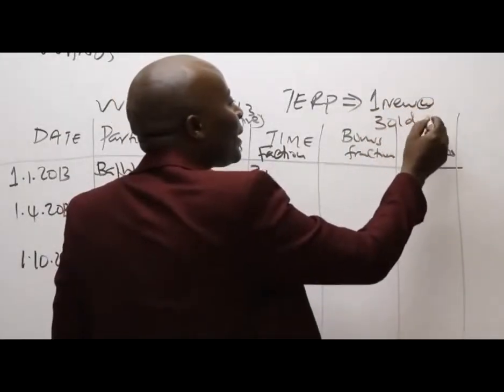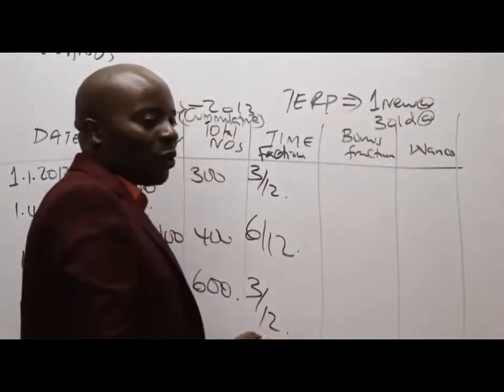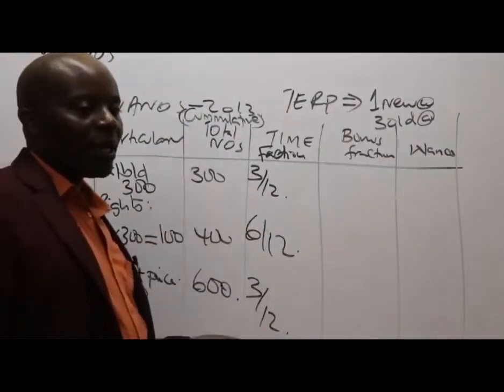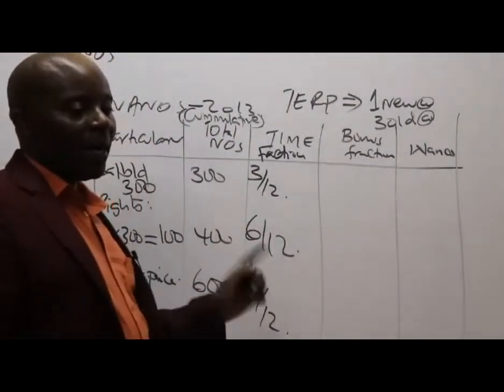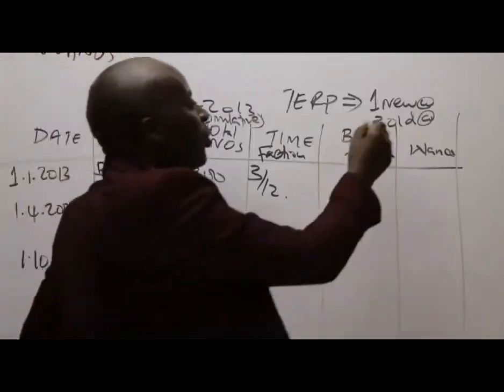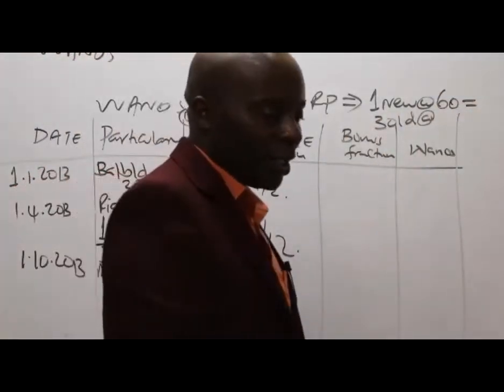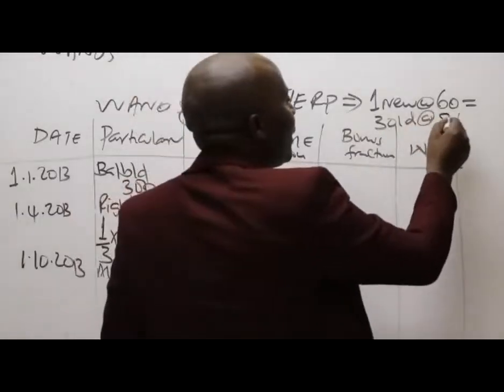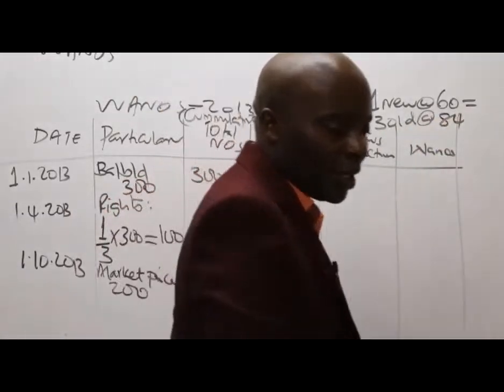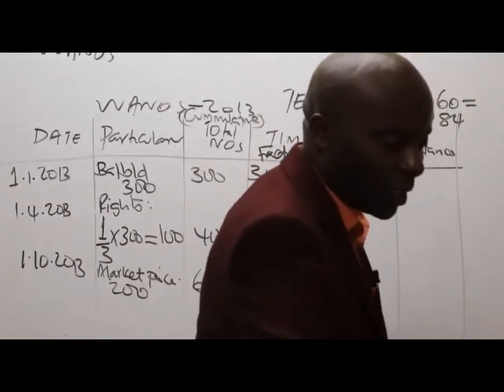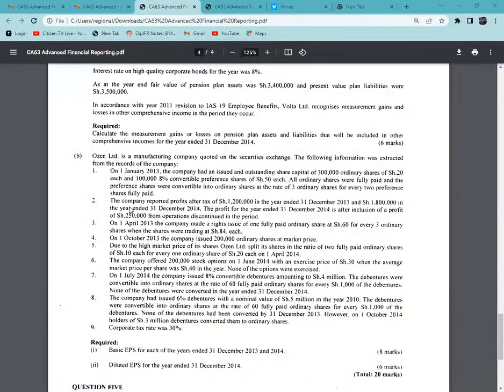And have they given us their prices? Do we know this 1 new share in the rights? How much? The bill tells me that the 1 new is 60. And the old one, Shem, is telling me is 84. These figures are given here.